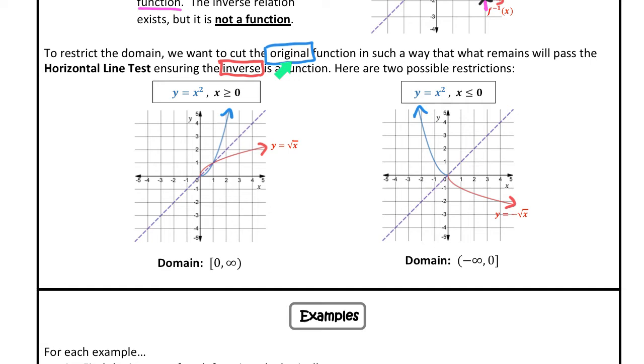And so we want to cut the domain, so that's why the original is x squared. In these two examples, the original is x squared. We know that x squared has a U shape. And so if I were to draw the original, I would fill in the missing gaps here. Oh, I don't like the way I'm drawing this. There we go.